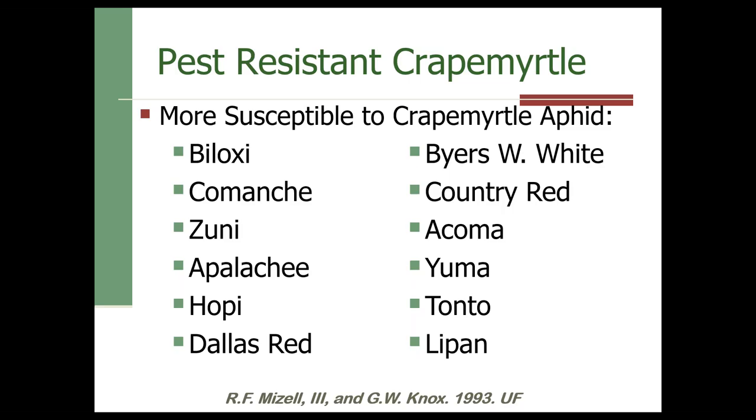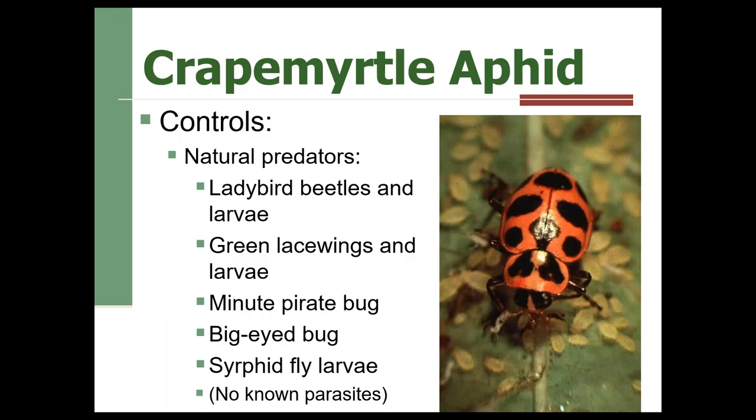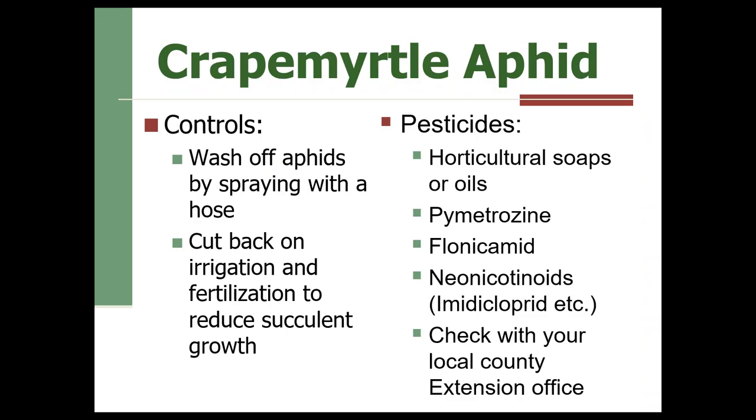In terms of controls for crepe myrtle aphid, actually natural predators can be very effective at reducing numbers of crepe myrtle aphid. Ladybird beetles, green lacewings, the pirate bug, the big-eyed bug, syrphid fly larvae are all voracious consumers of aphids. Unfortunately, you usually have to have a large population of aphids in order to attract these beneficial insects in the first place. Because of this, you may want to institute some other control methods.